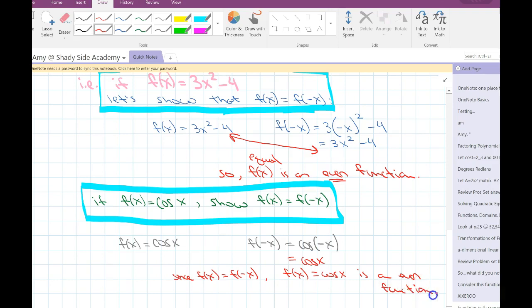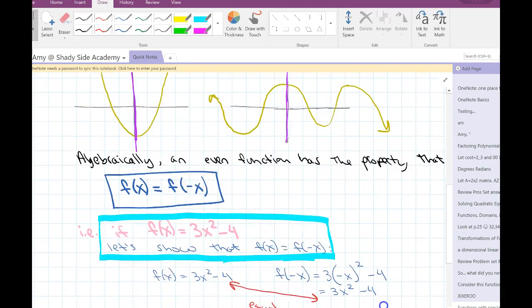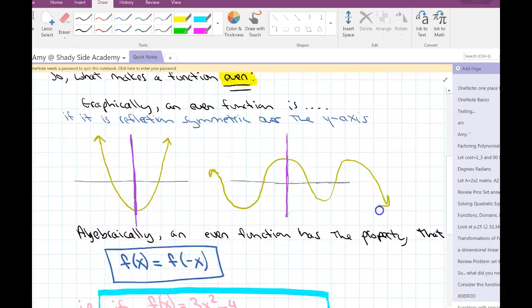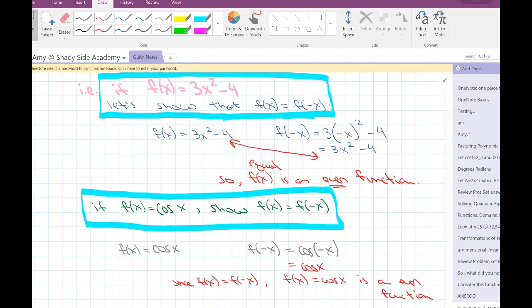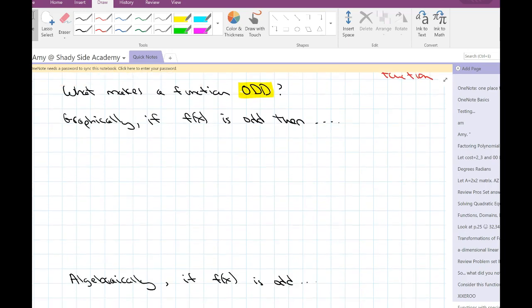Which then leads naturally into what makes a function odd. Okay? What makes a function odd? So here's the question. What makes a function an odd function? Well, let's do the graphical definition first. If a function is odd, that means that graphically your function is not reflection symmetric, it's called rotationally symmetric. Okay? Then it is rotationally symmetric.